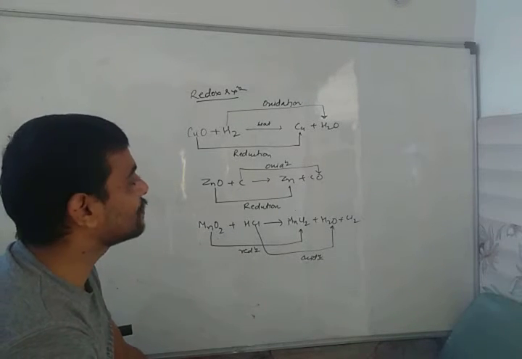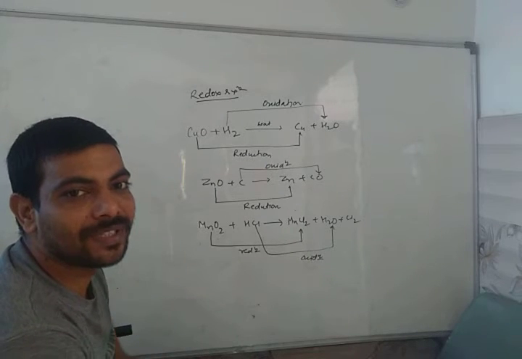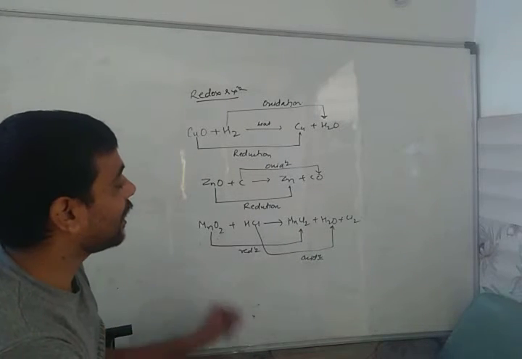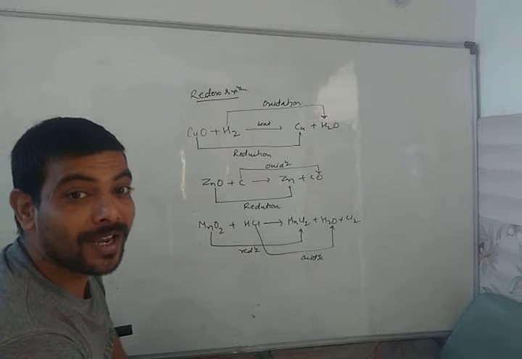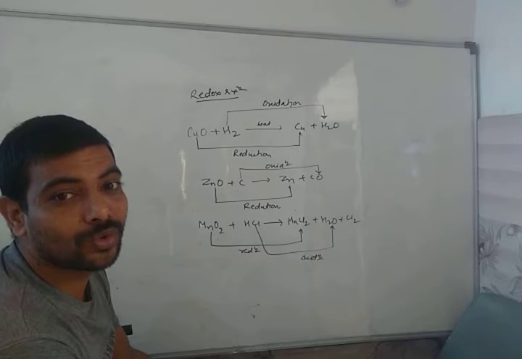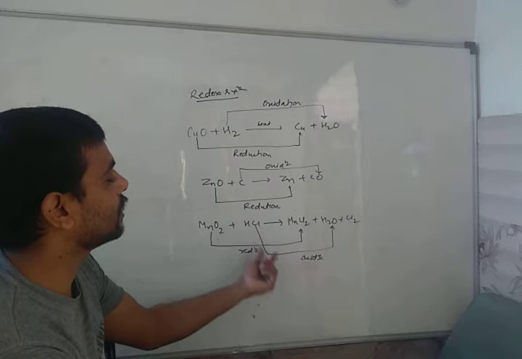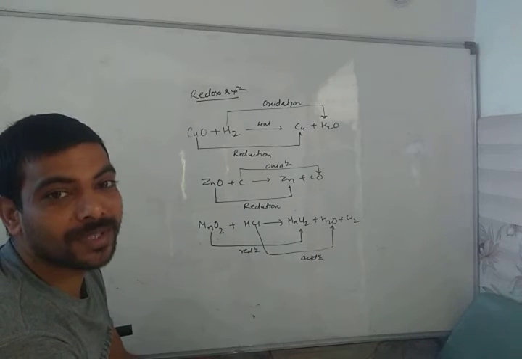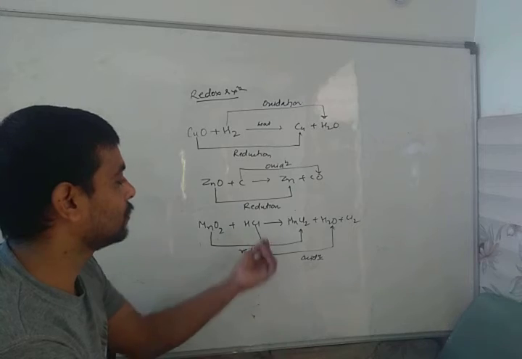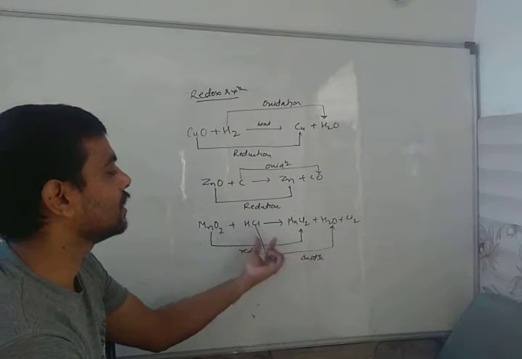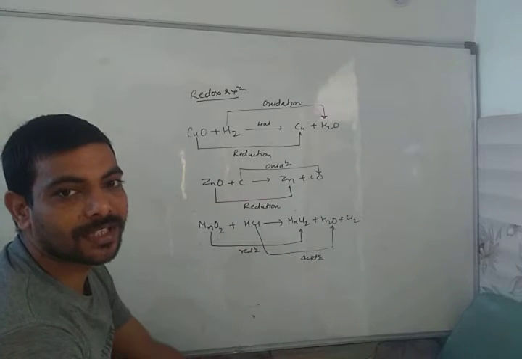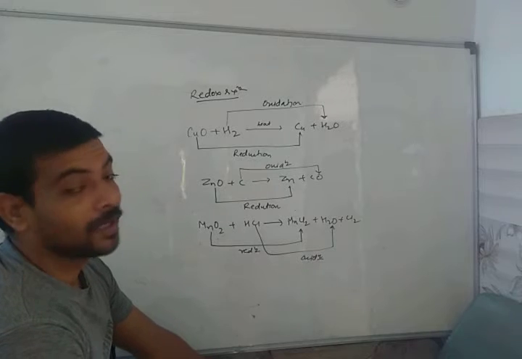Here I just want to add something more to the definition of oxidation and reduction. Oxidation is the addition of oxygen or any other more electronegative atom. If we talk about electronegativity, oxygen is more electronegative than chlorine. So here there is loss of chlorine but addition of oxygen. That's why it is oxidation.